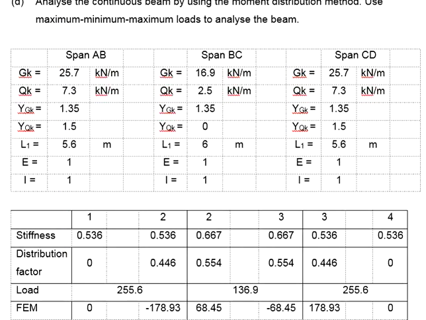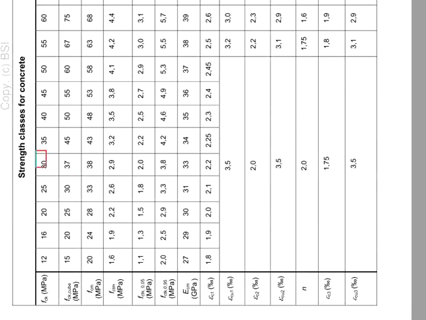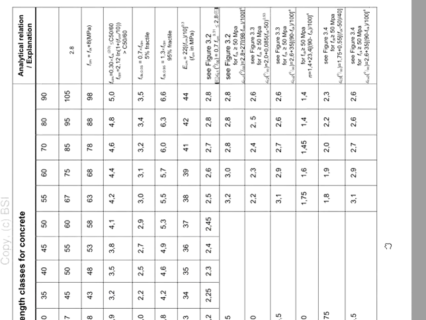Let's say for this question, the fck is given as 30. You may refer to 30 here. Your modulus of elasticity will be 33 gigapascals. Alternatively, you may refer to the equations for you to determine the modulus of elasticity.